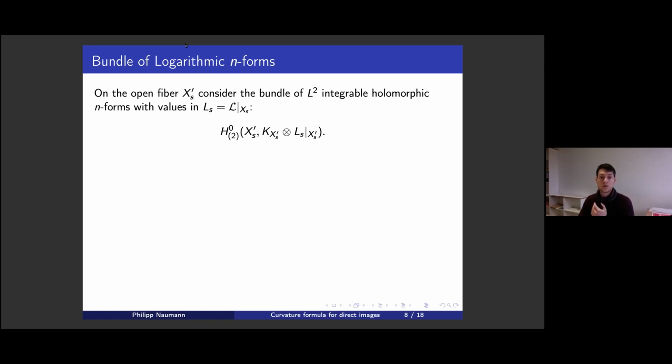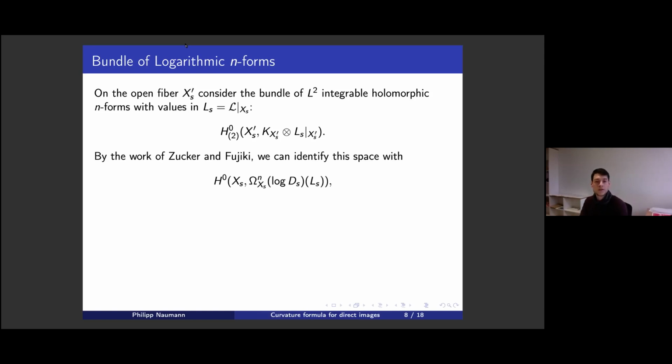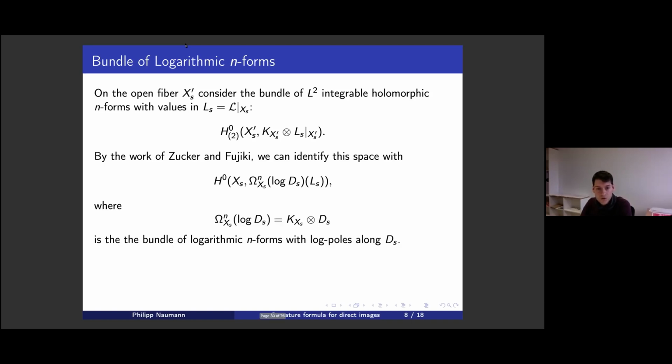To indicate this, I have this index 2 here, so these are the L2 holomorphic sections. It turns out that in this Poincaré type setting, this can be identified, you can compute it directly, or just refer to work of Saka and Fujiki, with the holomorphic sections on the compact fiber which have log poles along the divisor. The reason, of course, is that when you allow zeros for the metric, you could allow poles for the sections. So omega n log D is just a bundle of logarithmic n-forms with log poles along D.